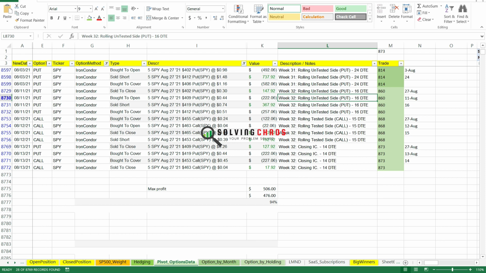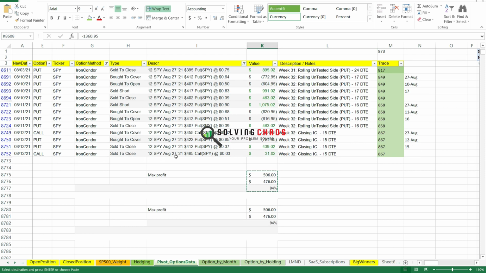Let me try to find another example. This one had a 5 contract, and you can see how the numbers played out. I'm going to try to find another example. Okay, I found another one, August 27, 12 contracts of SPY. Let me show you how this one worked.